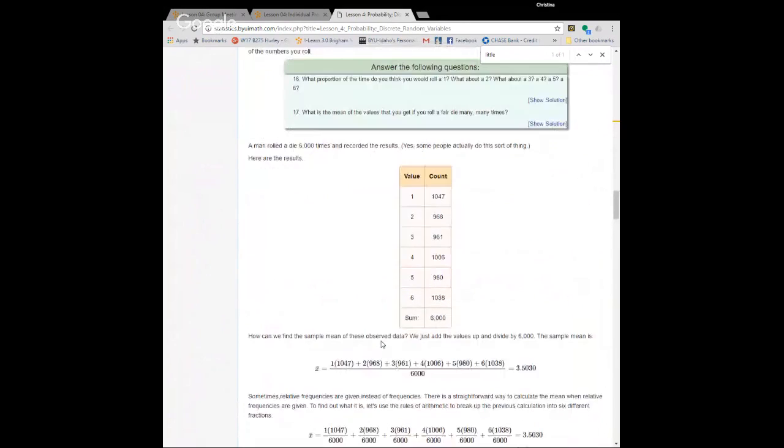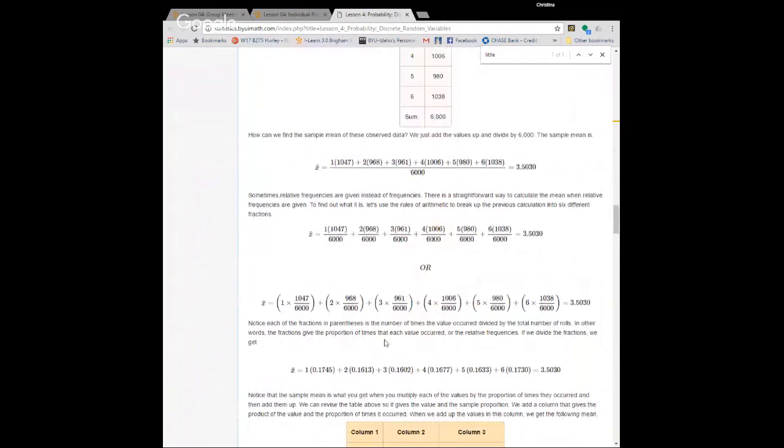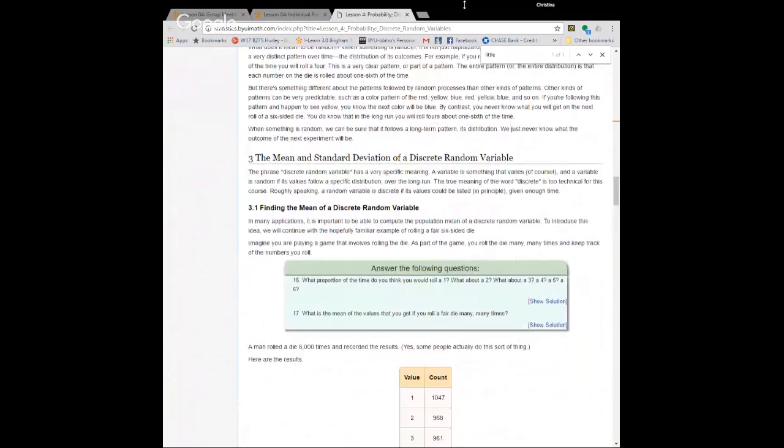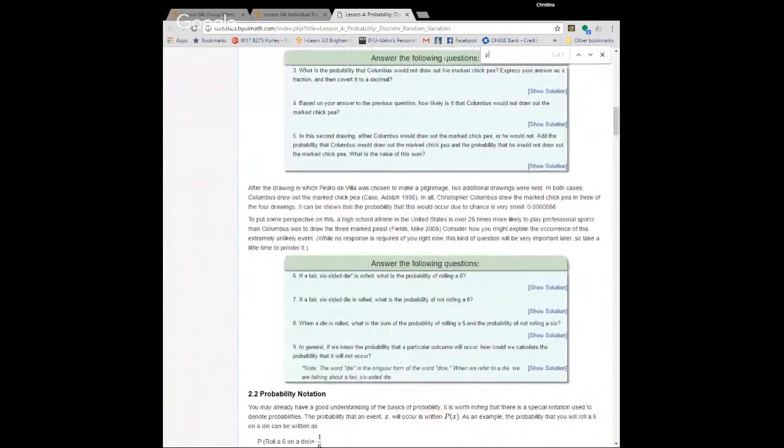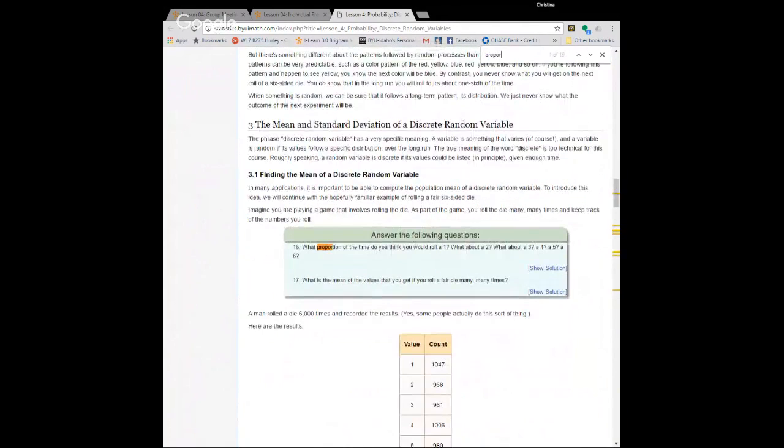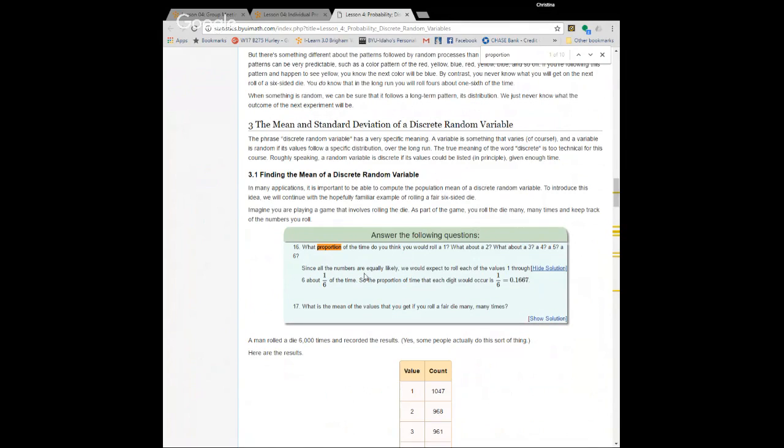So you're saying proportion and probability are the exact same thing then? That's what I think. So on 5 and stuff, those are like the blood types, that 0.45 is the probability of it? So the proportion, I think like Spence said, it's here under 3.1. The question under 3.1, 16, what proportion of the time do you think you would roll a 1? Since all the numbers are equally likely, 1 out of 6.